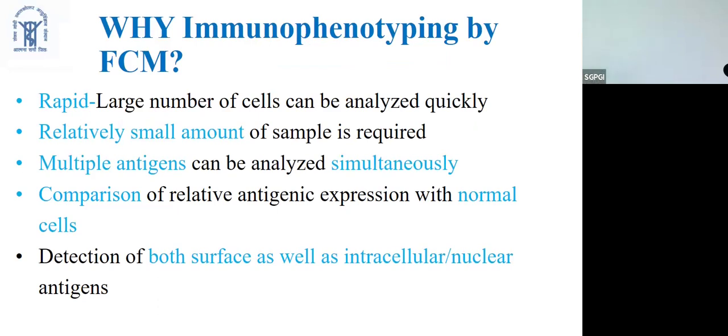It's a rapid technique, fine. Cutting, refining and getting the IHC report will take not less than 3 days, even in a center that does it on a routine basis, on a fast track basis. But flow cytometric phenotyping, you can do within 2 to 3 hours. Fine. A large number of cells are analyzed in a very short span of time. And most importantly, you can identify multiple antigenic expression on a single cell.